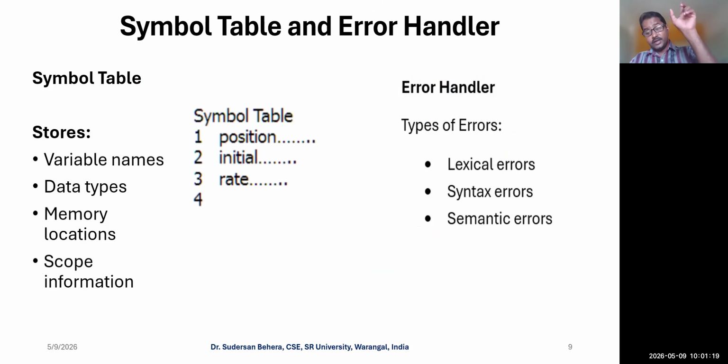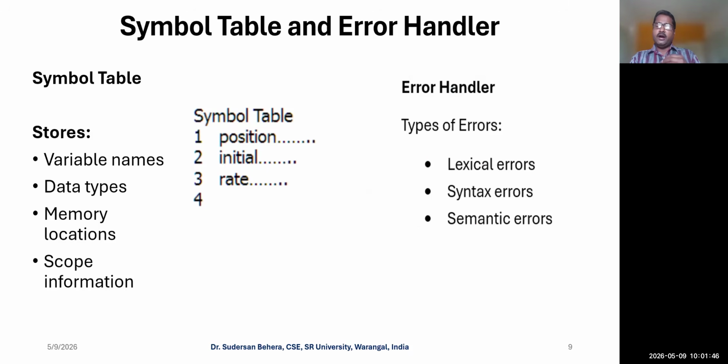Initially the lexical analyzer breaks the entire source code; position, initial, rate, these are all identifiers. Identifier one, identifier two, identifier three, like that it stores. It also stores the data type of position, the data type of initial, the memory location, and their scope. Every detail is stored in the symbol table. That is one data structure.